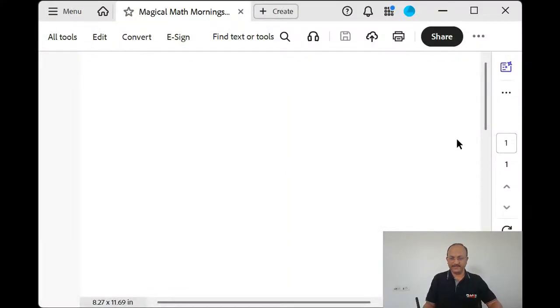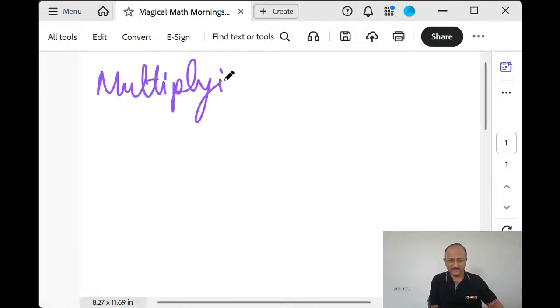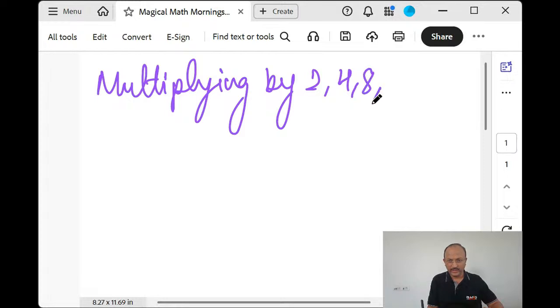So let me open the board. Before starting the multiplication by 8, let's quickly recap whatever we practiced yesterday by doubling the numbers. Doubling means multiplying by 2, 4, 8, etc. We can use 16 and beyond, but it becomes a little more cumbersome. At least up to 8 we can use this method very comfortably.